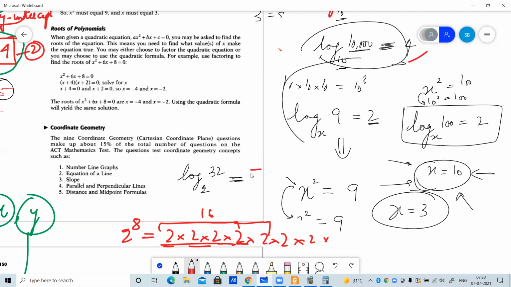Yeah, I didn't know that. Well, we could always do it, right? 2 to the 2 is 4, times 2 is 8, times 2 is 16, times 2 is 32. So you're writing 2 five times.